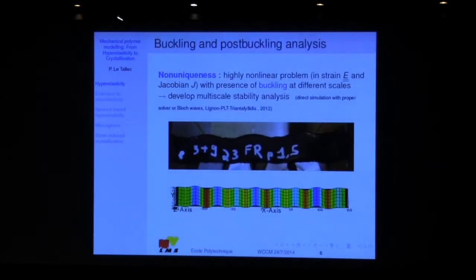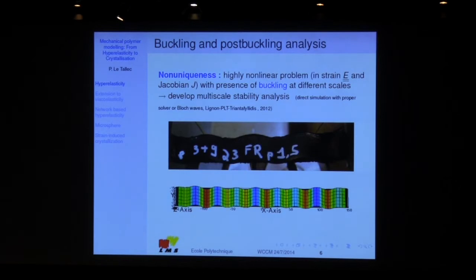Something which is also well understood is that because of the nonlinearity, you have a non-unique solution, which means that because of non-uniqueness, you will be faced with buckling. So that will be challenging for the nonlinear solver. You must have a nonlinear solver which can detect buckling, and we can predict post-buckling.